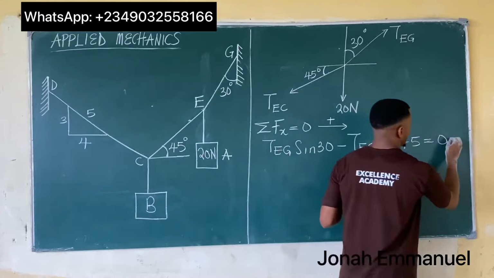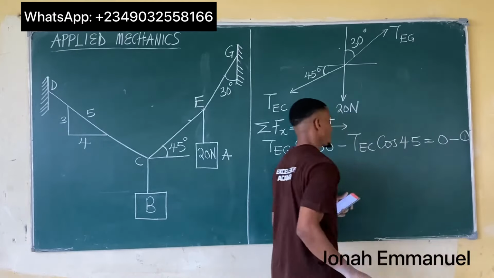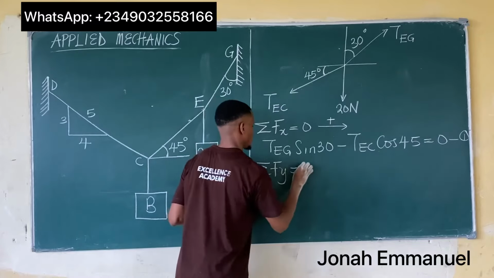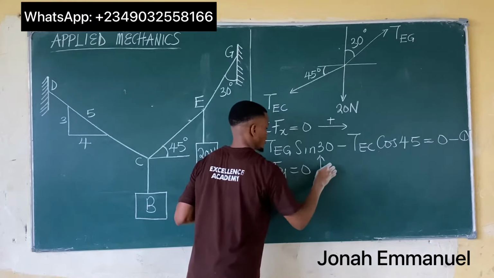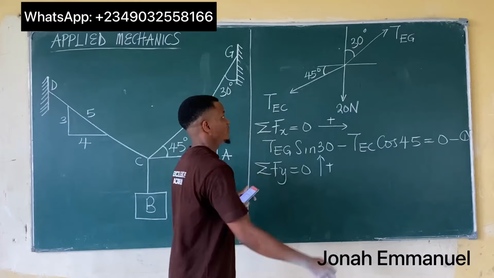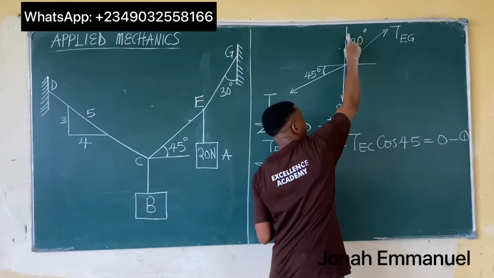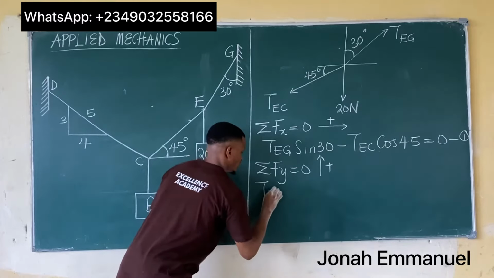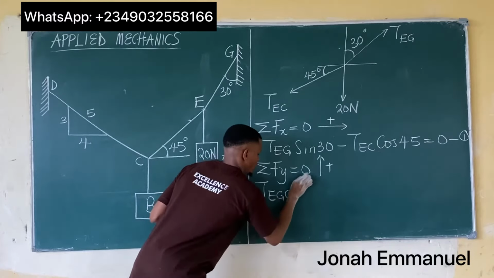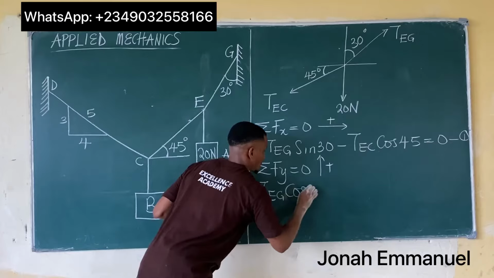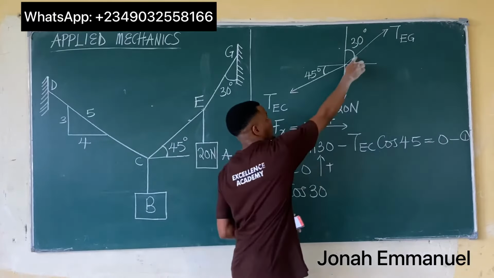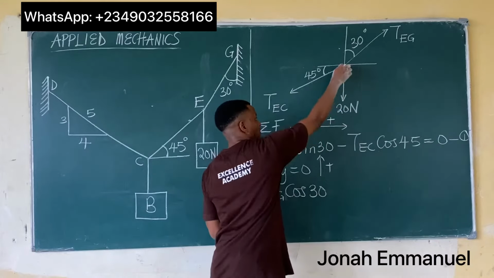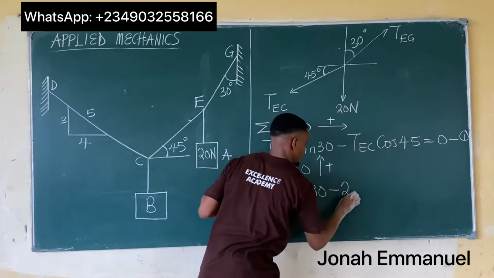So I will call this my first equation. Next up, summation of vertical forces is equal to 0. It's going upwards to the positive. We can resolve this one upwards. In this case, it becomes cos. I'm having TEG cos 30 because of the angle of inclination. So it's cos. It's going upwards, it's positive. This one is coming downwards, minus 20.